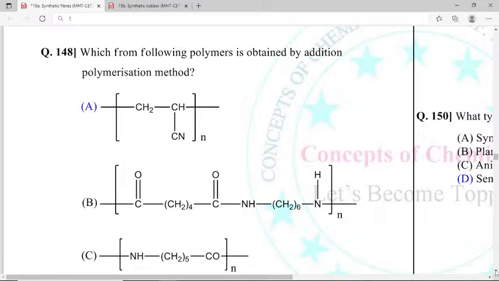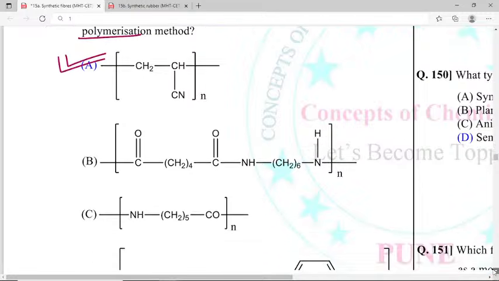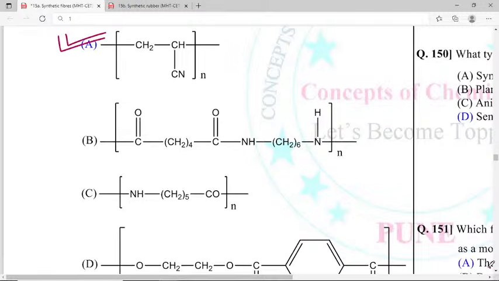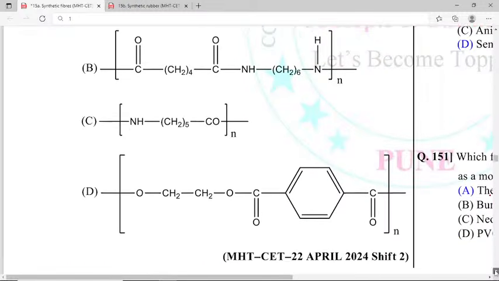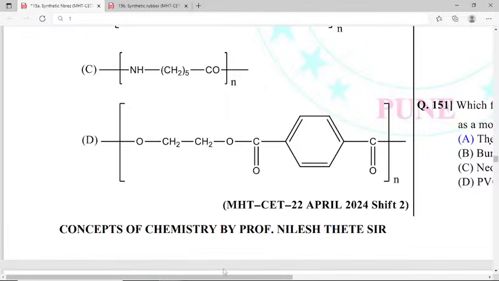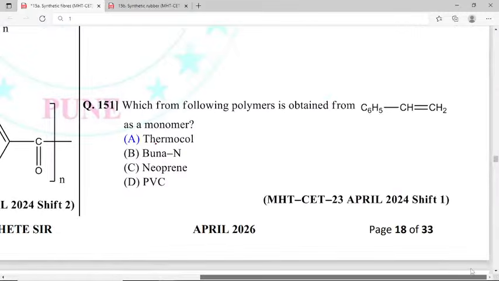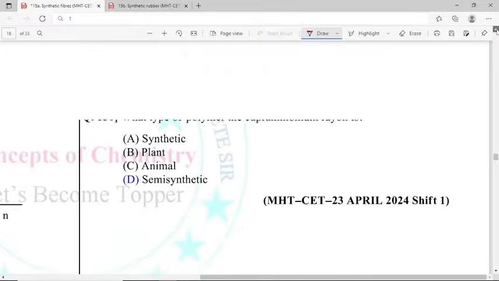Which of the following polymers is obtained by addition polymerization? So this is your answer: CH2=CHCN, addition polymerization. All the remaining examples are condensation.